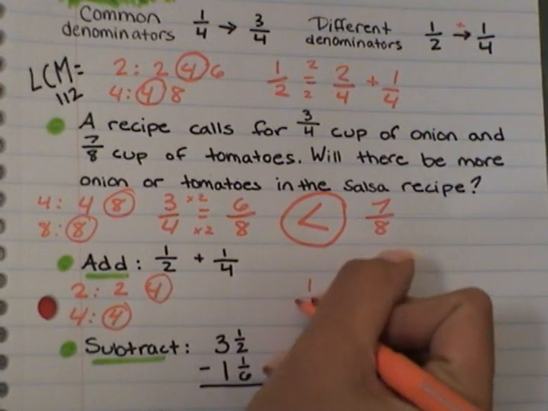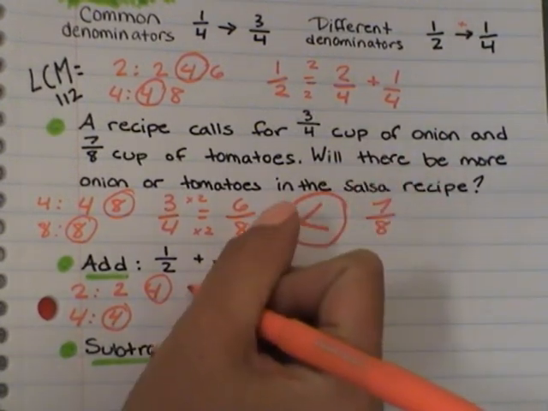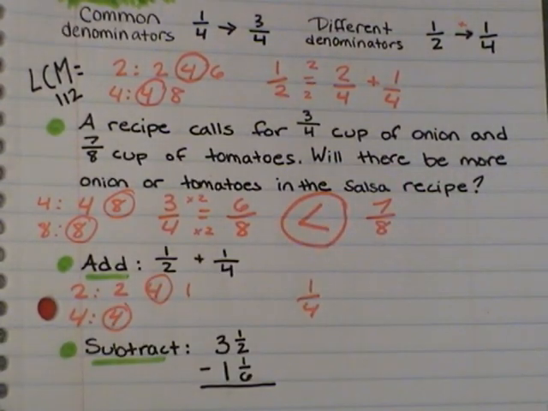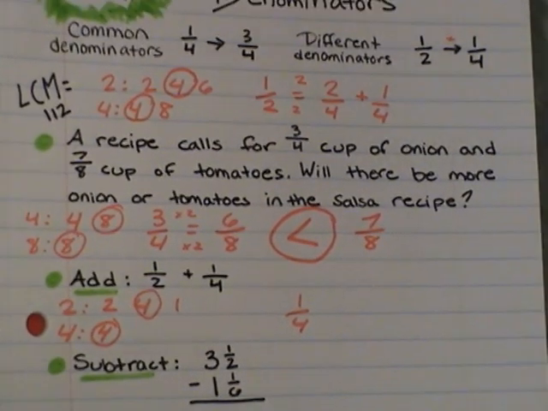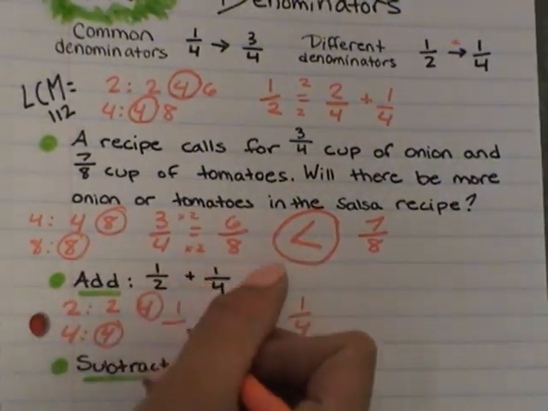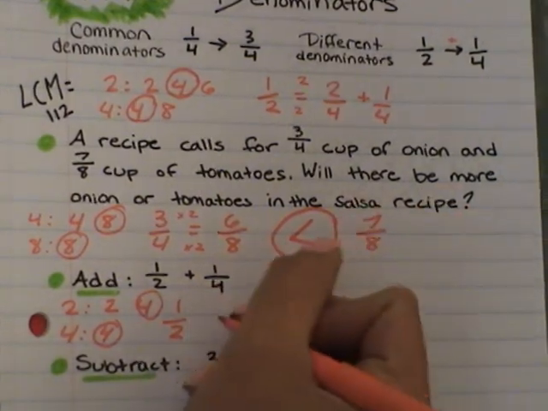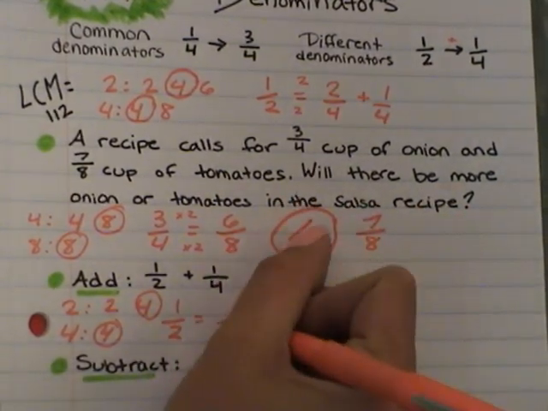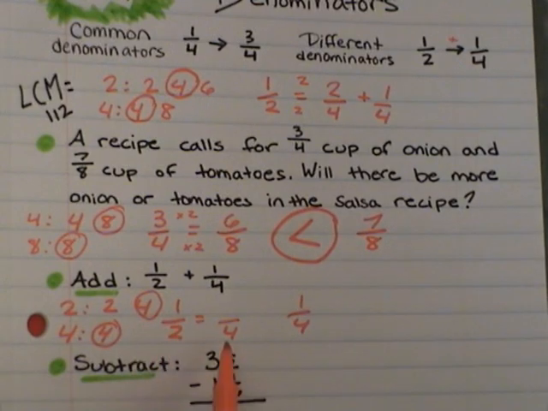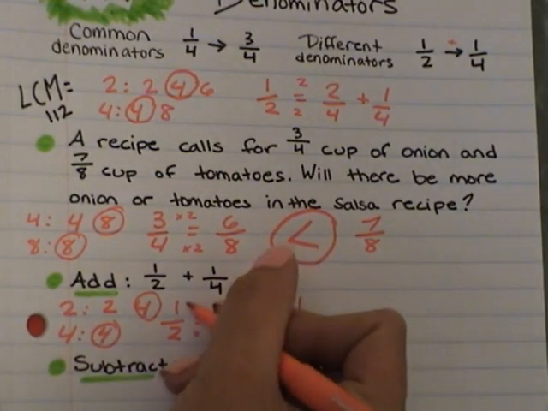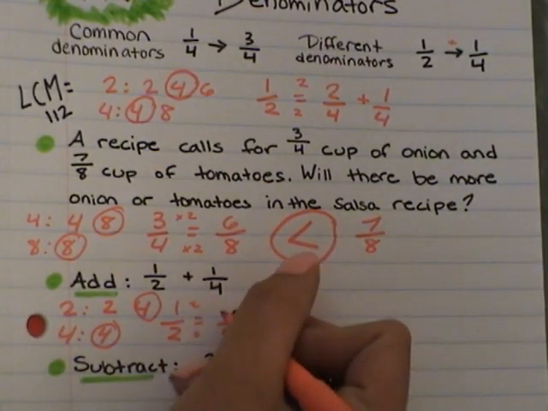So I'm going to rewrite this. But I need to change 1/2 first. Alright, so 1/2, and it has to equal a denominator of 4. So 2 times what gives me 4? 2. Do the top by 2. 2 times 1 is 2.